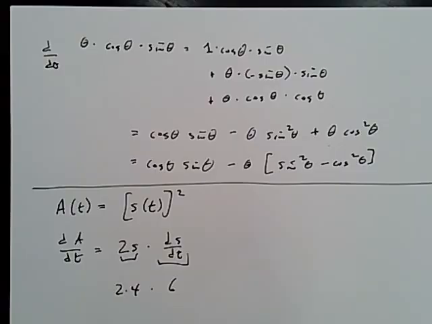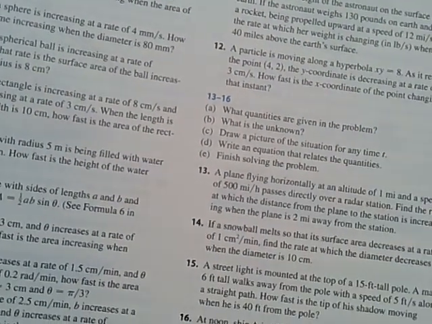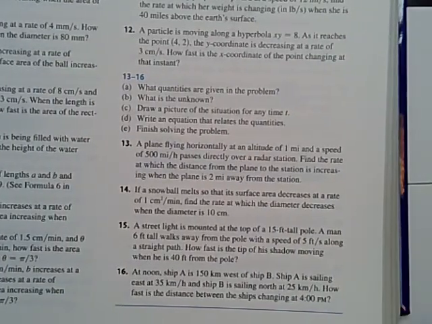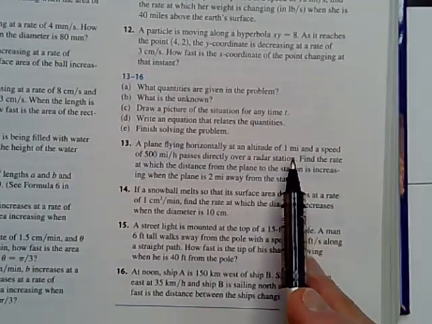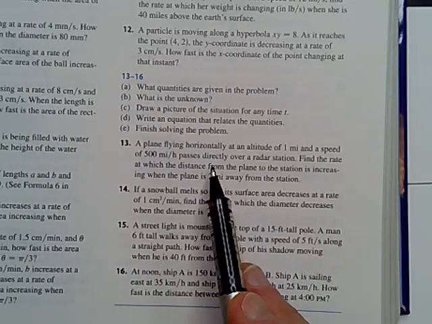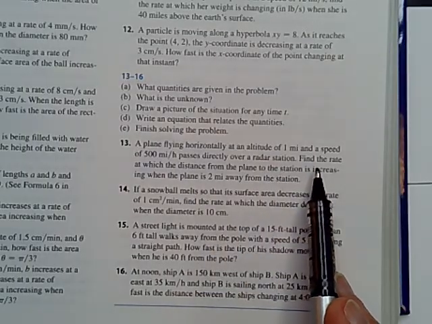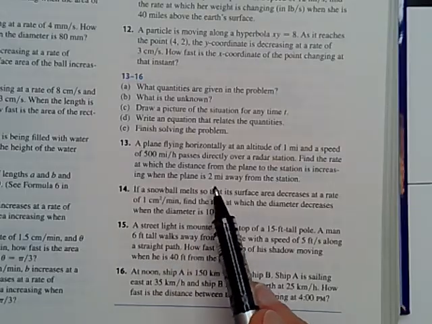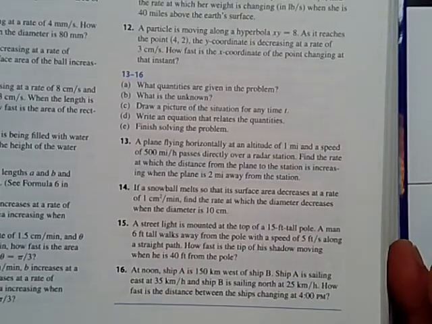So that's number 3. Number 13. Actually, one of my favorite problems in this section. A plane flying horizontally at an altitude of 1 mile and a speed of 500 miles per hour passes directly over a radar station. Find the rate at which the distance from the plane to the station is increasing when the plane is 2 miles away from the station.